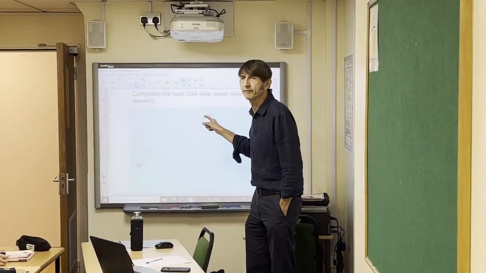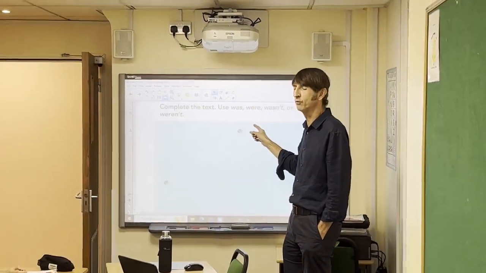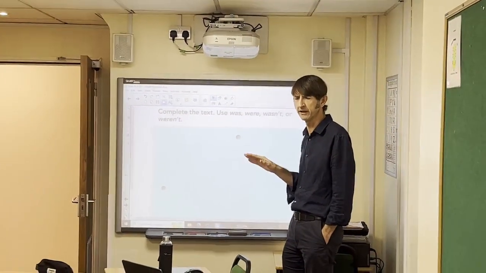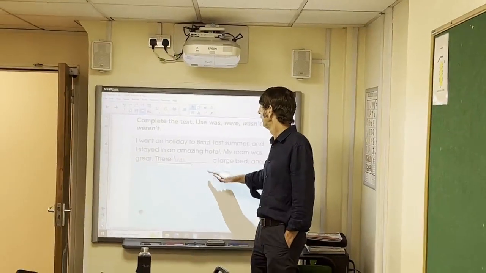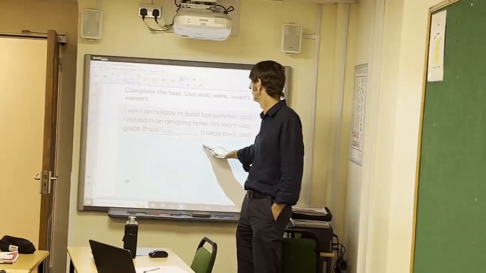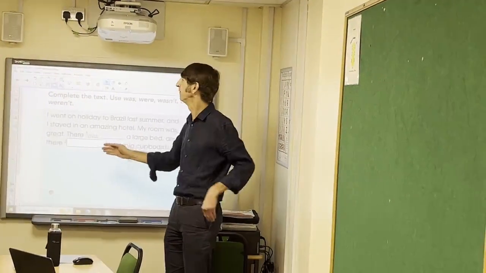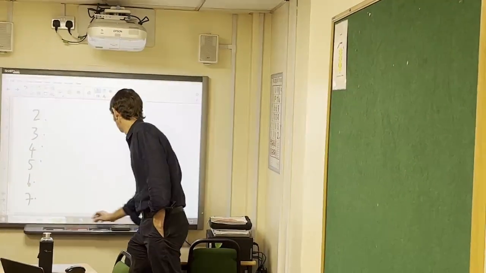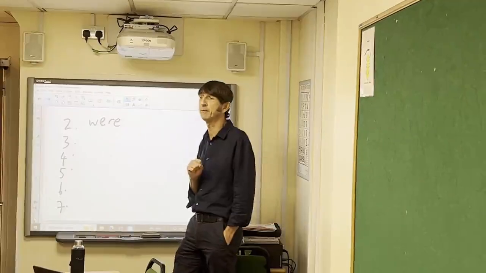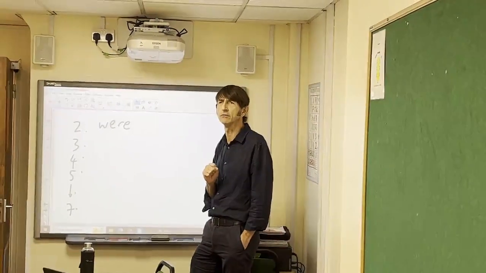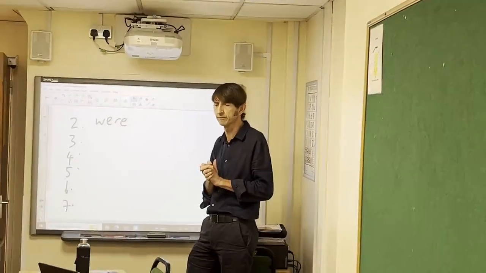So, on your own, can you complete the text with was, were, wasn't, or weren't? Okay. 2 minutes. Now, there was a large bed. And there, some big cupboards. There were. Very good. There were some big beds. Very good. So, are you working on your own or together? On your own. Very good.